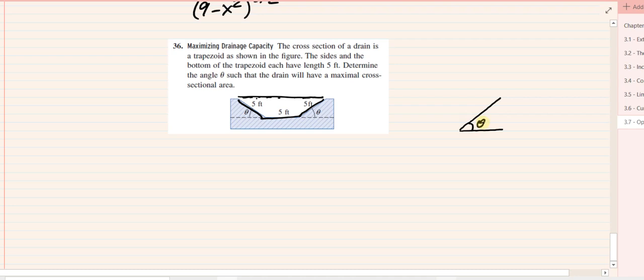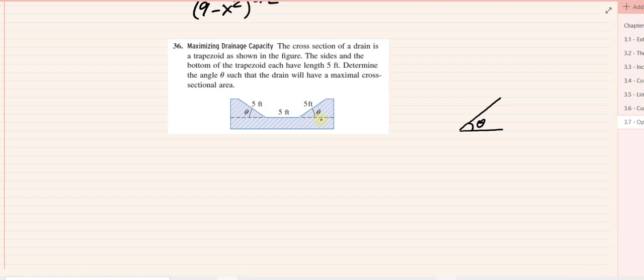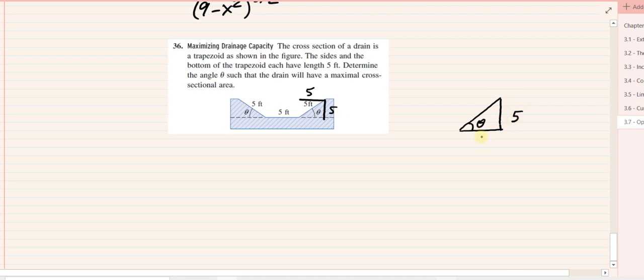Now we're told that right in here is 5 feet. Let me erase those. Okay, so we're told again the side and the bottom of the trapezoid each have length 5 feet, the sides and the bottom. So that means this is the side and this would be the bottom. Those are 5 each. I'm going to draw this triangle. That's 5, and this would be 5 also. And of course the trapezoid that we want, this is 5.